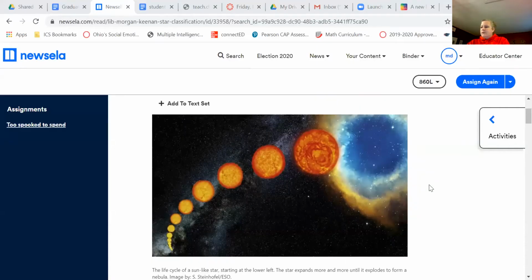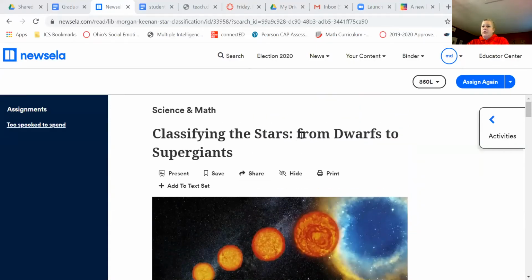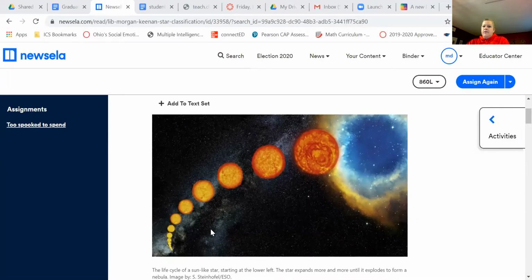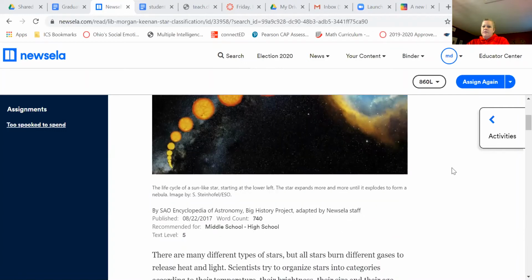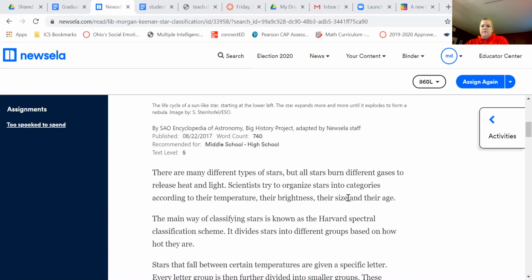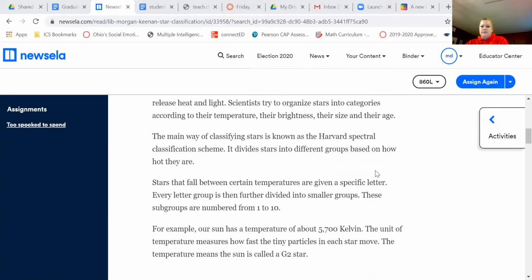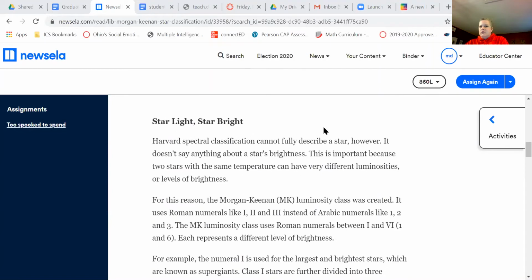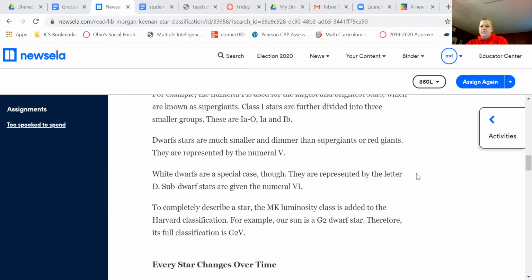Here we go. So our first one, we have our title, Classifying the Stars. Classifying just means put them in a category, from dwarfs to supergiants. And then we have a picture of a star throughout its life, as if you could see it across time. This is the life cycle of a sun-like star. Starting at the lower left, the star expands more and more until it explodes to form a nebula. All right. It's Starlight, Star Bright, a subtitle.